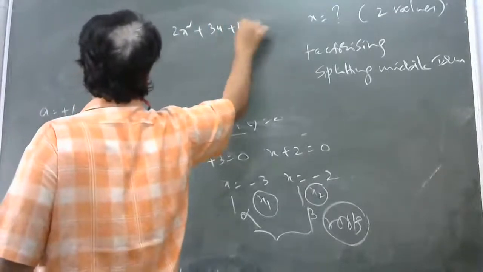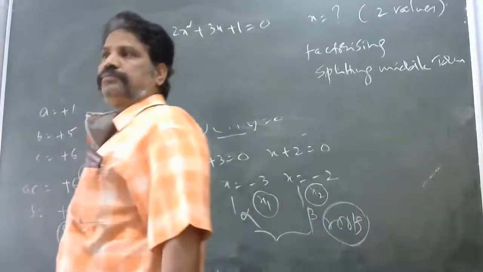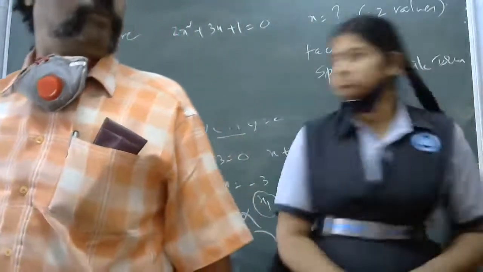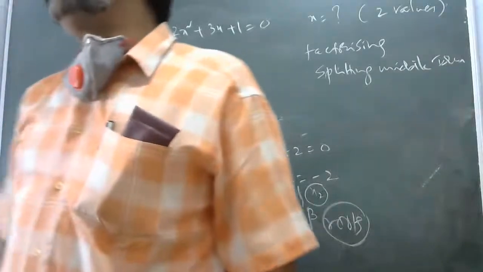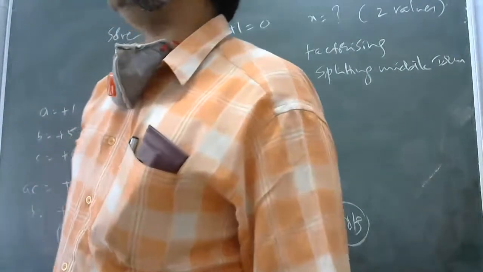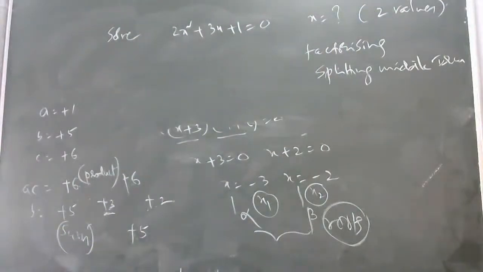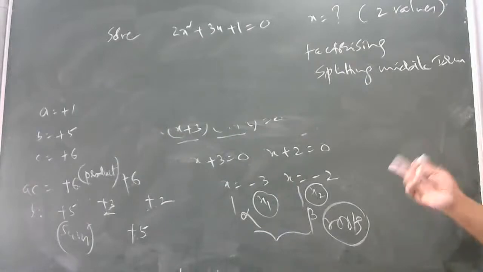Now solve this one. Do it by splitting the term. Can you do it? Yes, sir. Sir, what is sign? 2x square plus 3x plus 1 is equal to 0. Tell the answers. What is the value of x? You already know the splitting method, satisfying conditions. How to split?